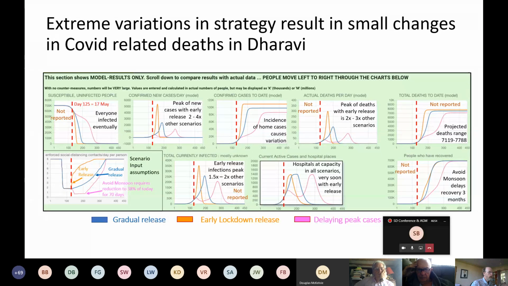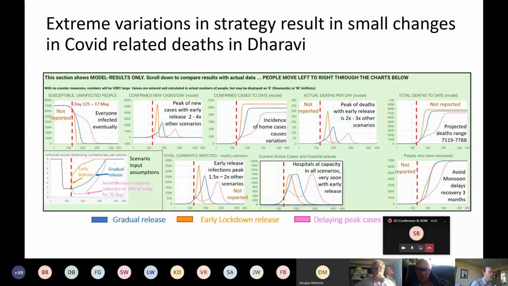This is Dharavi, where you've got 250,000 people per square kilometre. There is no possibility whatever of social distancing here. It's just impossible. So the Indian government imposing a lockdown strategy on Dharavi is nonsense. They can and have essentially locked down the district from the rest of the city. But if you look over to the right, you end up with 7,000 to 8,000 people dying, no matter what you do. Basically, COVID-19 is going to rip through this. Well, it already is. It's already ripping through this slum at a heck of a rate.